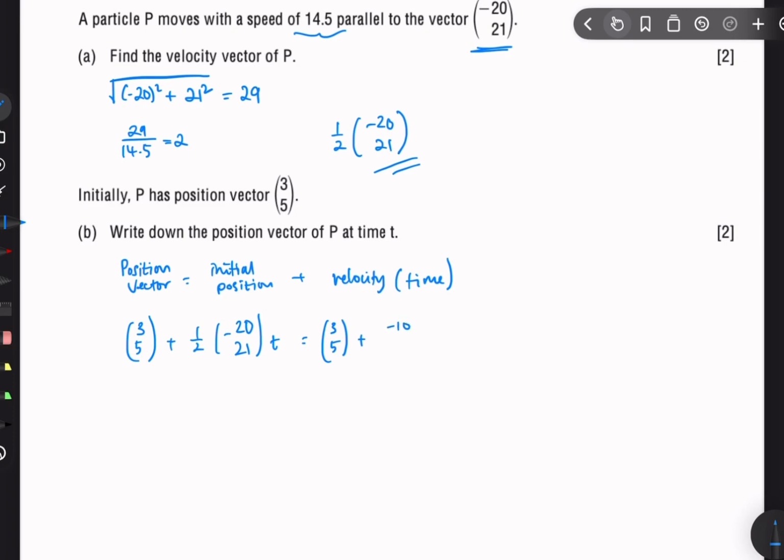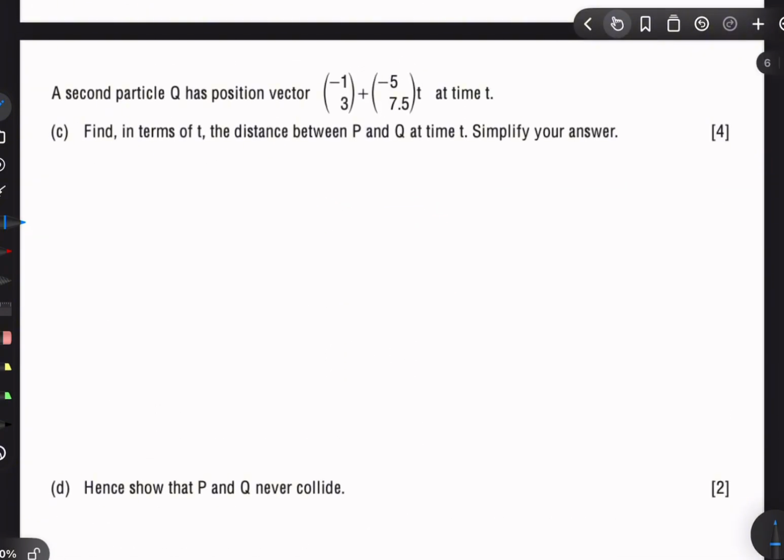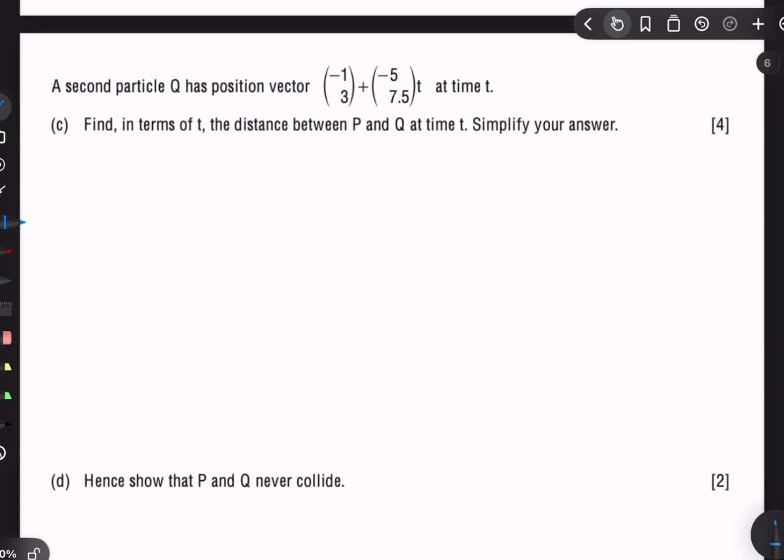So we can simplify this a little bit. And yeah, this is the final answer. The second particle Q has position vector this at time t. Find in terms of t the distance between P and Q at time t. Simplify your answer.